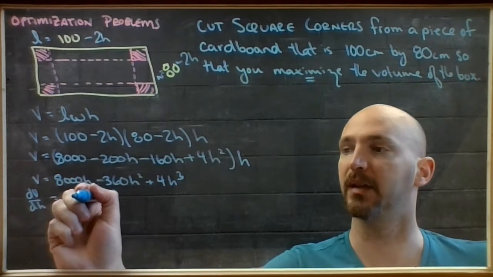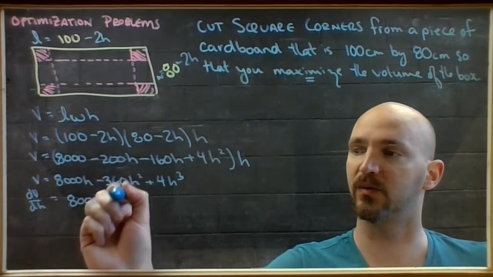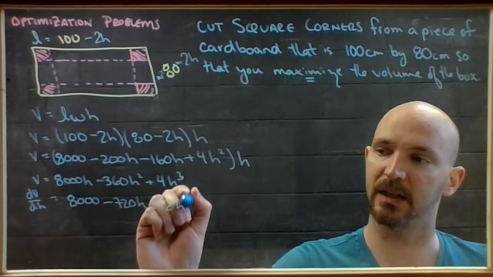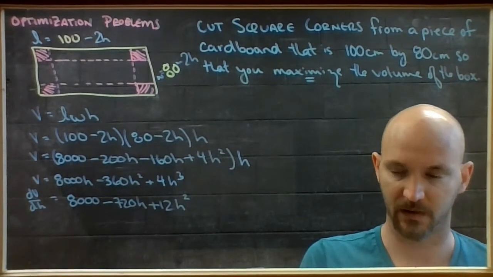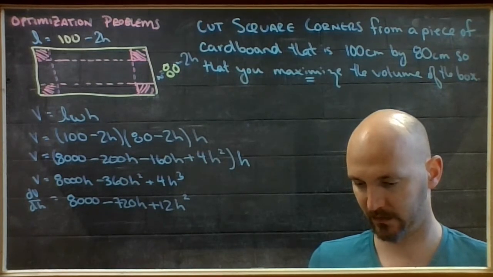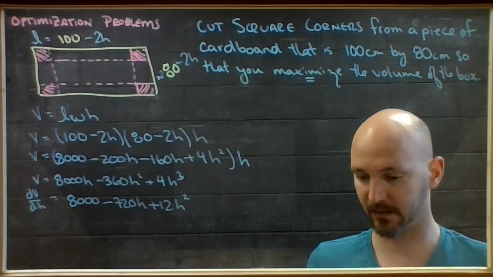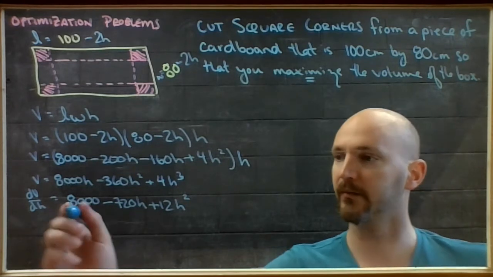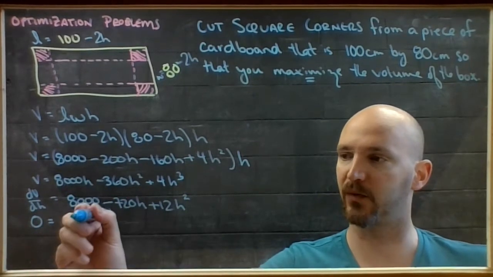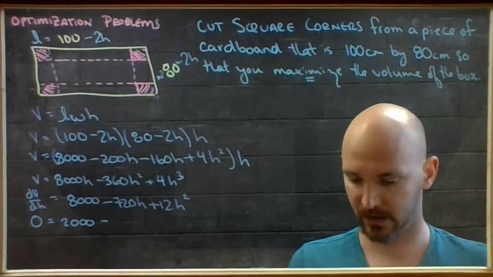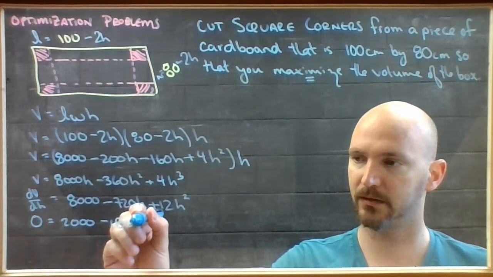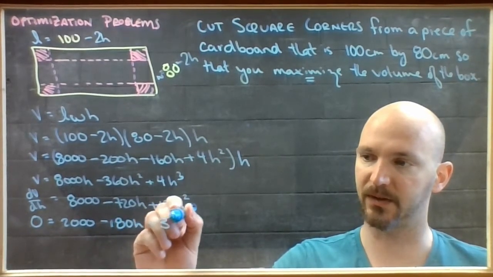So the derivative of that would be 8,000. This would be minus 720h, and this would be 12h squared. I'm wondering if I can divide 8,000 by 12. I cannot, but I can divide it by 4. So I set this to 0 and divide all these numbers by 4. I get 2,000, 720 divided by 4 is 180, and 12 divided by 4 is 3h squared.